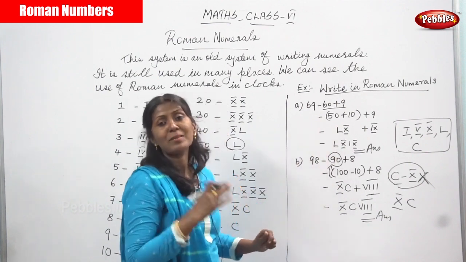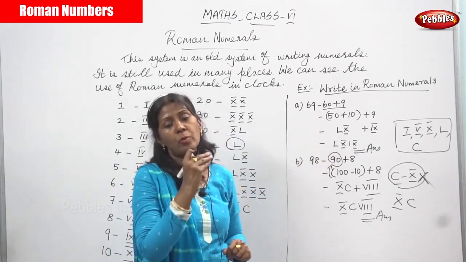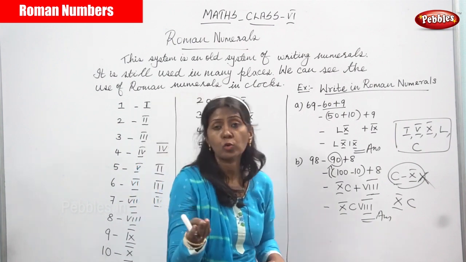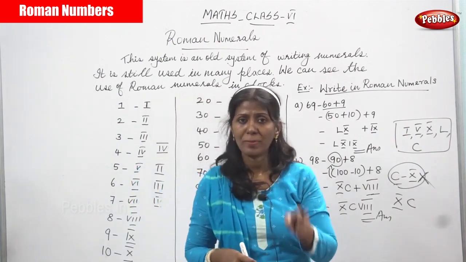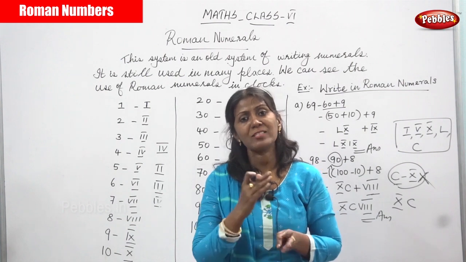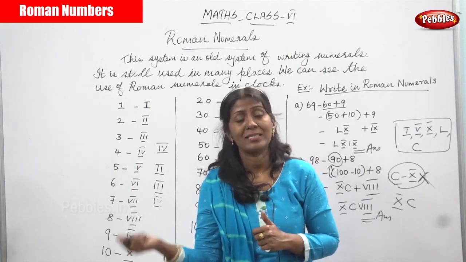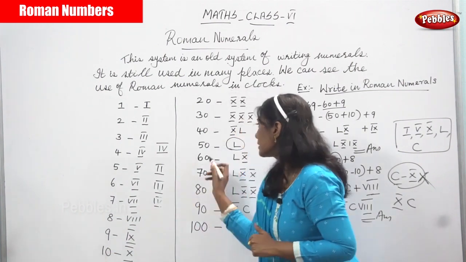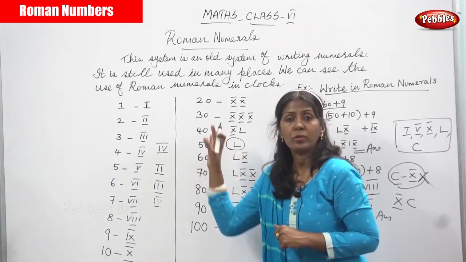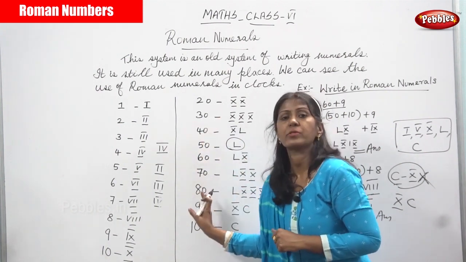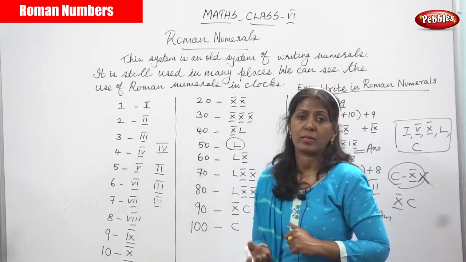And also sometimes they ask a question where they give the number name, and you have to write it in Roman numerals. Otherwise they give the normal number. For example, 50 means you have to write in Roman numerals. How are you going to write? So 50, what is the number? The answer is L. So kindly you have to memorize everything, then only you can apply it in the sum.